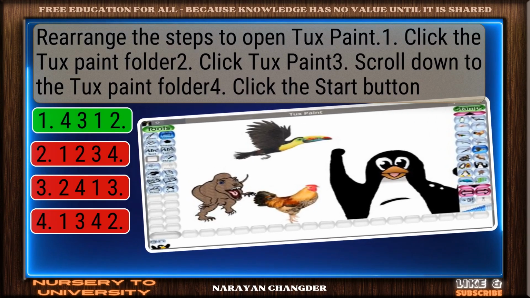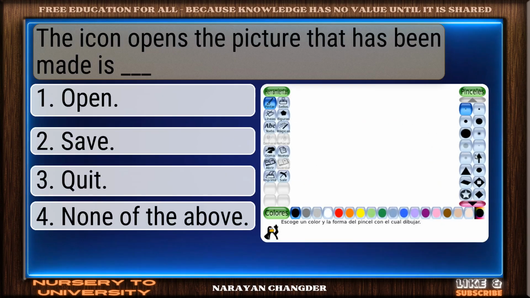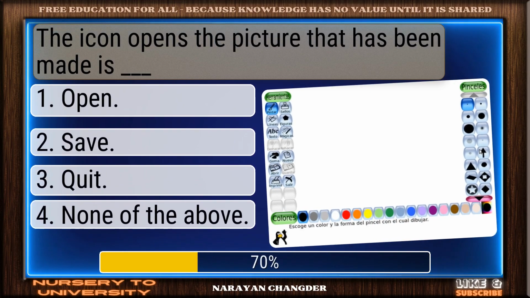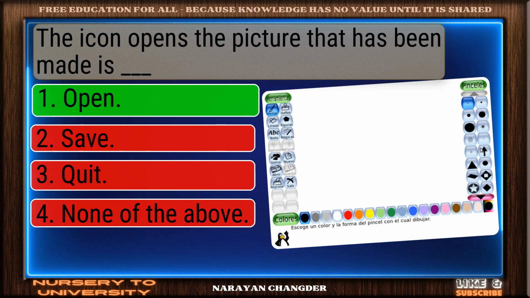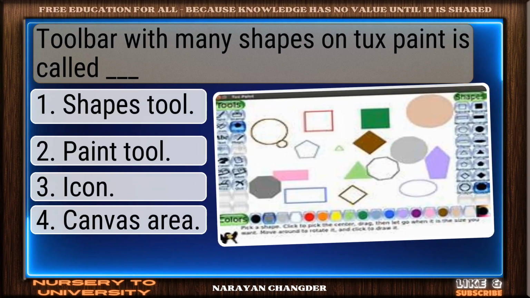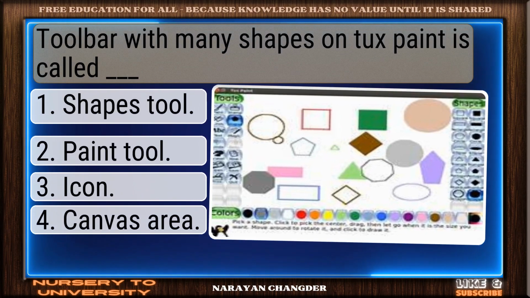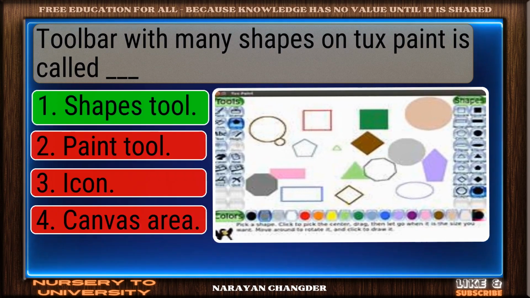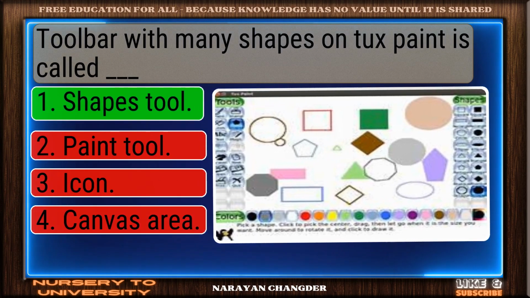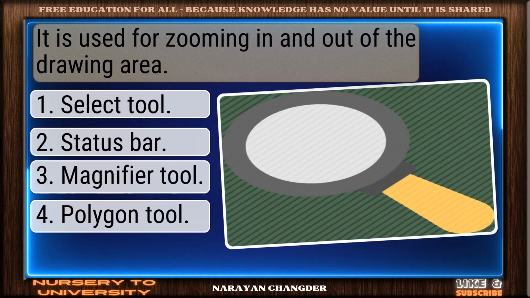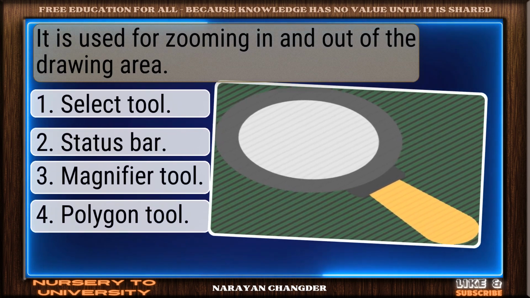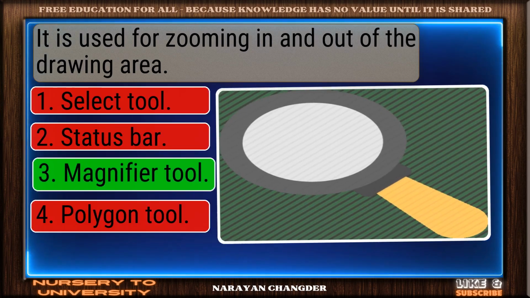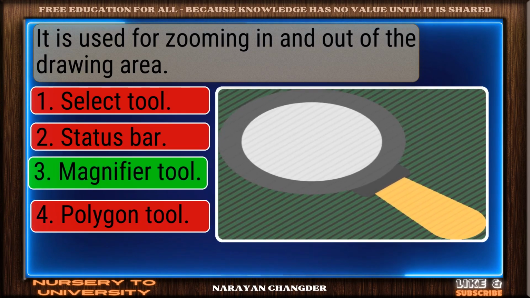You chose 4312. Correct. The icon opens the picture that has been made as dash. Bravo. Open is the answer. Toolbar with many shapes on Tux Paint is called dash. Perfect. Shapes tool is the one. It is used for zooming in and out of the drawing area. Good thinking. Magnifier tool is right.